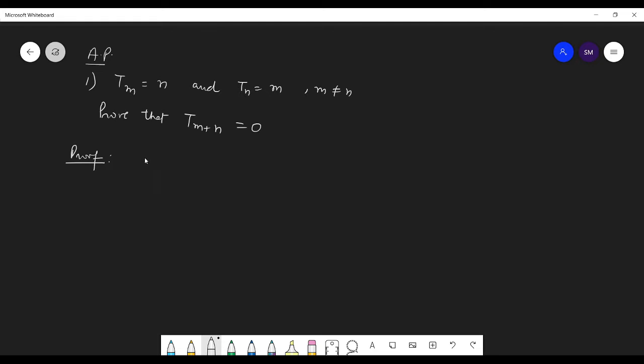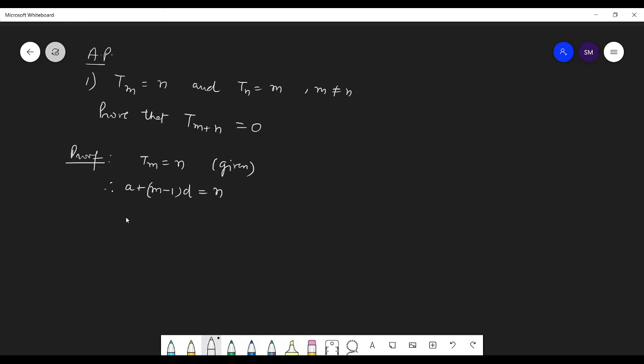So how do we write the mth term? Tm is equal to n is given to you. So we can write a plus (m minus 1) into d, and that is equal to n. So this is given to you, and therefore you get this.